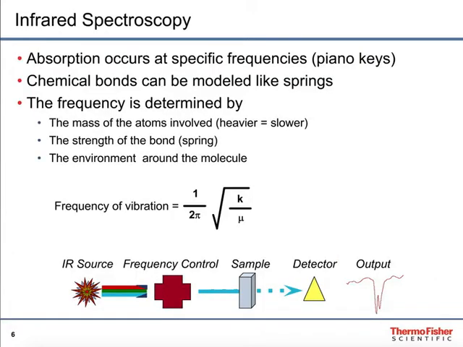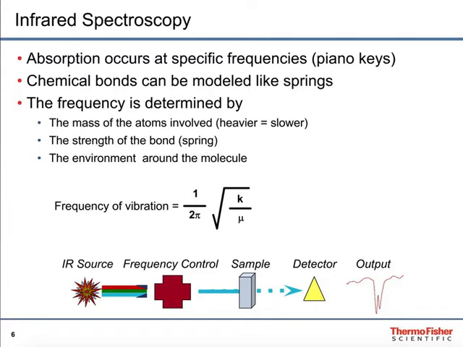And here is how that relates. The absorption of the infrared light occurs at a specific frequency. Imagine those piano keys, each playing a single frequency. When the molecule absorbs, it absorbs at well-defined frequencies. And those frequencies are determined by the mass of the atoms, the strength of the bonds, and the environment around the molecule.